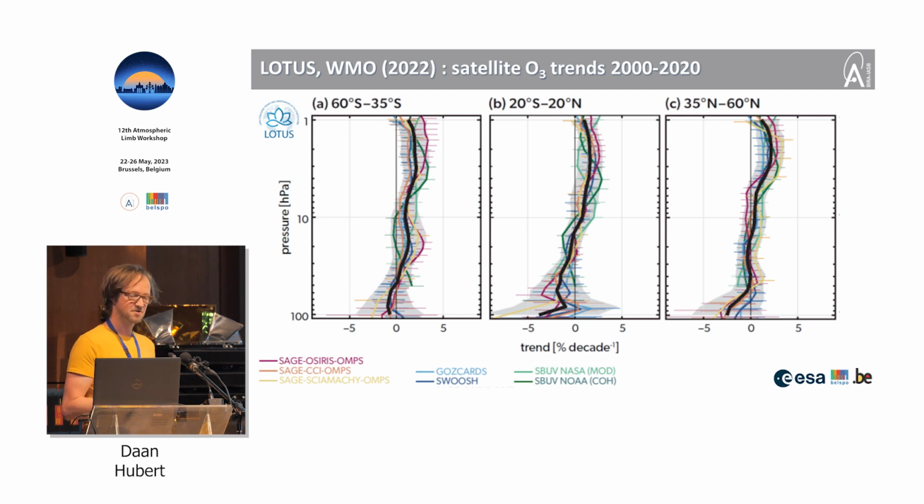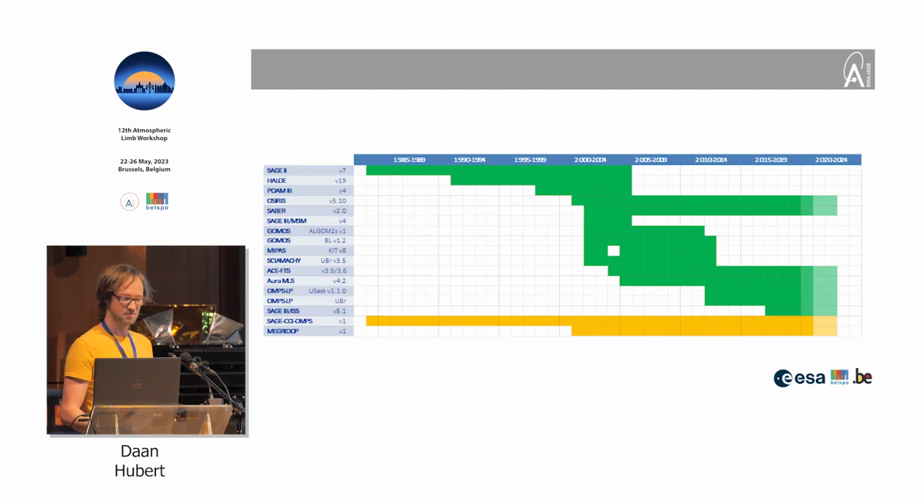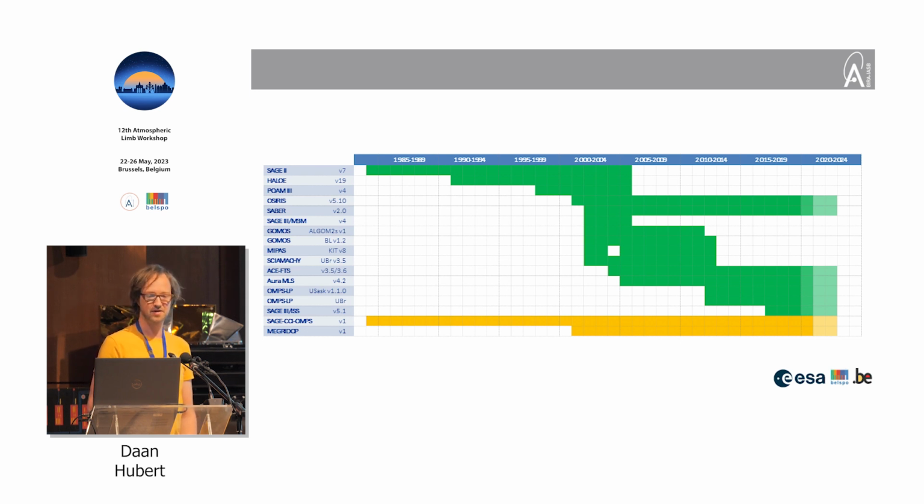These are studies done on typically level 3 data, so gridded data, monthly zonal means. If we would like to understand the cause of the differences between these data sets, we have to go back to level 2, so individual profiles. So my first talk will be on looking at the stability of level 2 profiles, and at the end I will go to level 3.